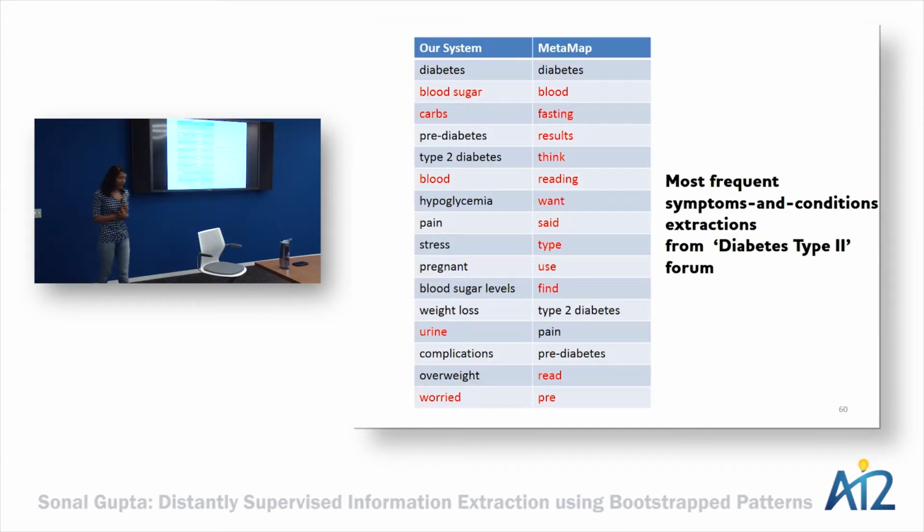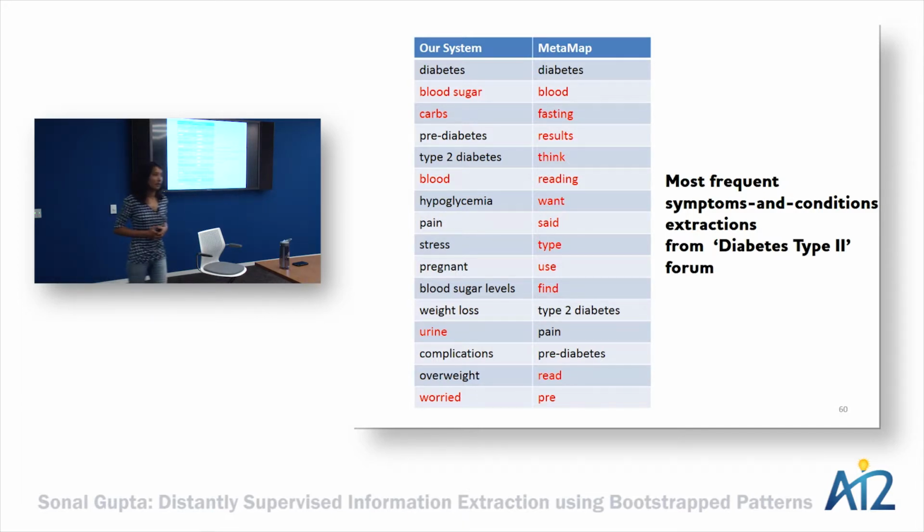So this is a comparison between our system and the most widely used entity extraction systems in the bioinformatics world. On the left, the red are the ones that are false. And you see that MetaMap extracts many worse things than we do.